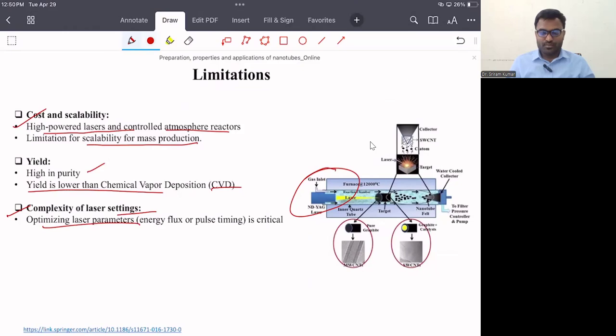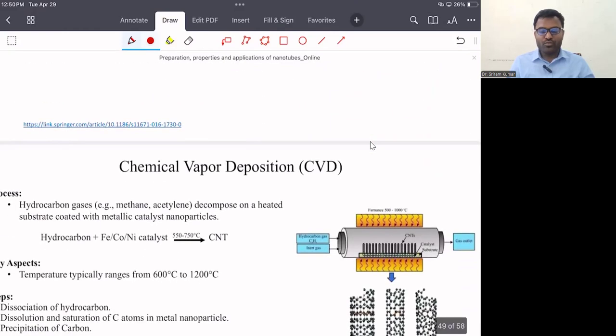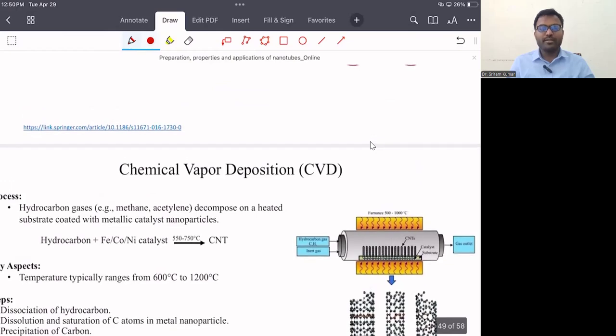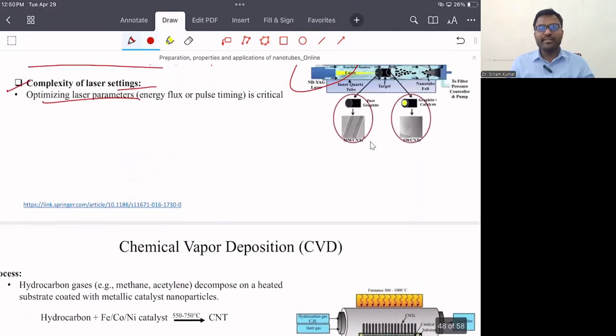Okay. So in this class, we understood two important methods of CNT synthesis. One is arc discharge method, and the second is laser ablation technique. In the next class, we are going to learn chemical vapor deposition technique to synthesize carbon nanotubes. So see you in the next class.